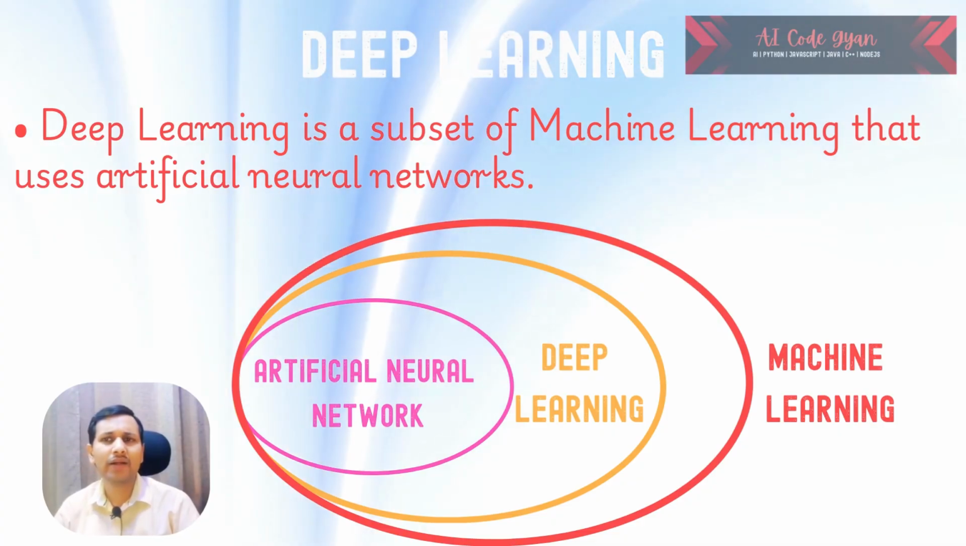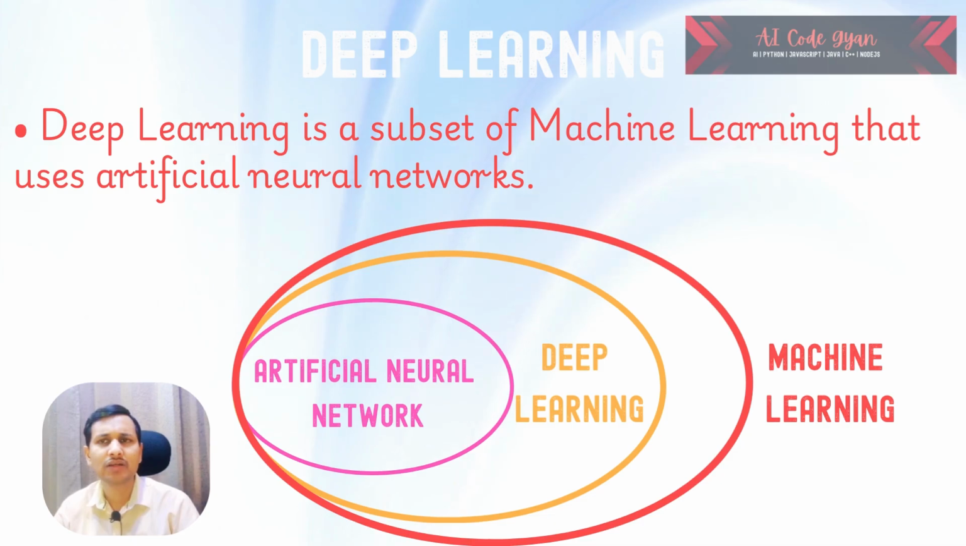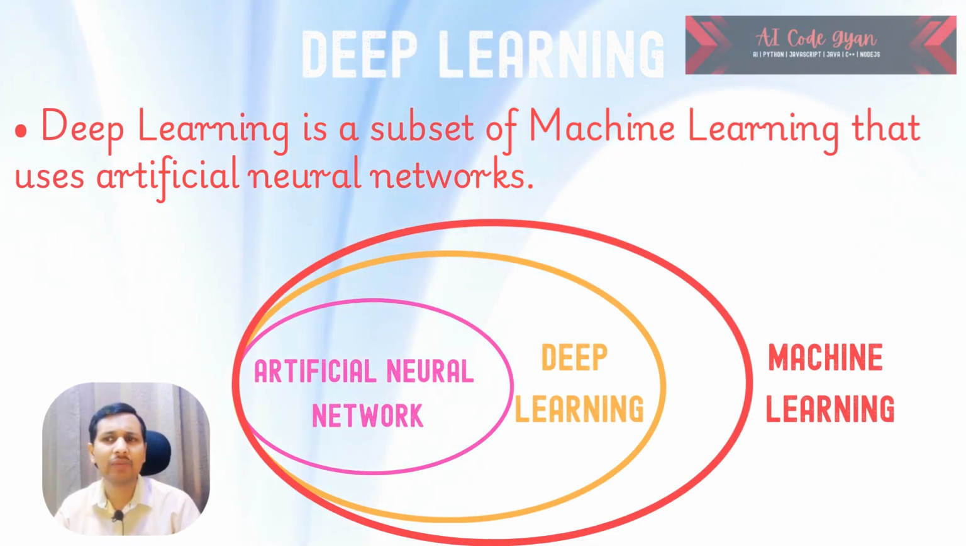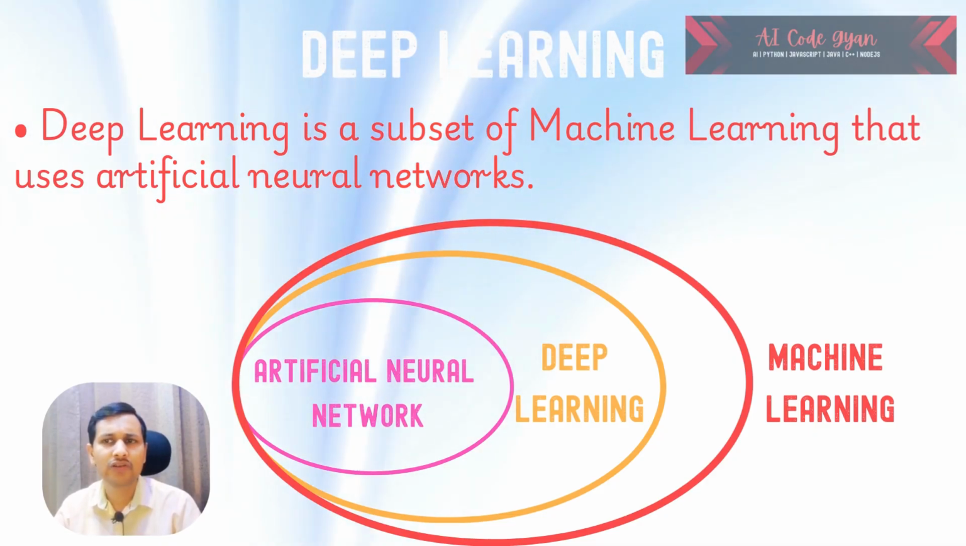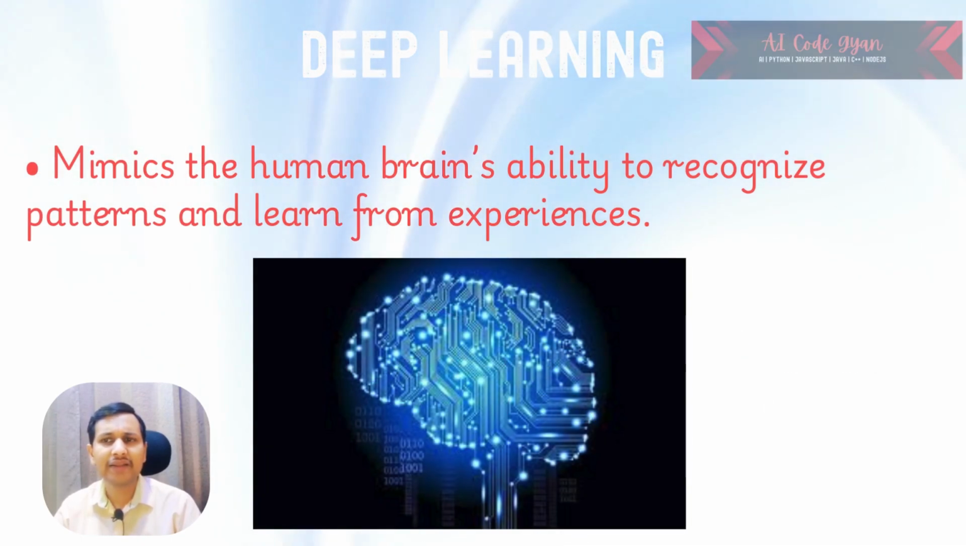Now let us talk about deep learning. So deep learning is a subset of machine learning that uses artificial neural networks. We can see from the diagram how machine learning is a subset of AI, and how deep learning is also a subset of machine learning, and part of deep learning is artificial neural networks, which play the major part in deep learning. Basically, it is a science which mimics the human brain's ability to recognize patterns and learn from experience.